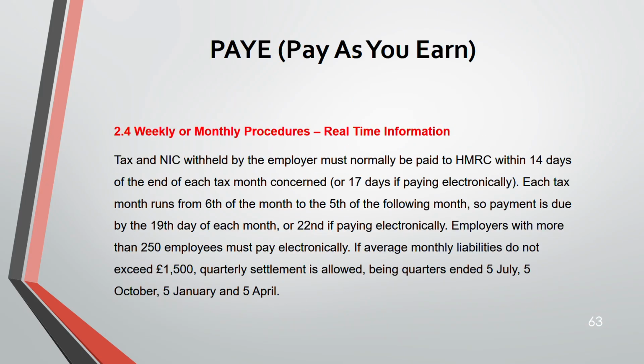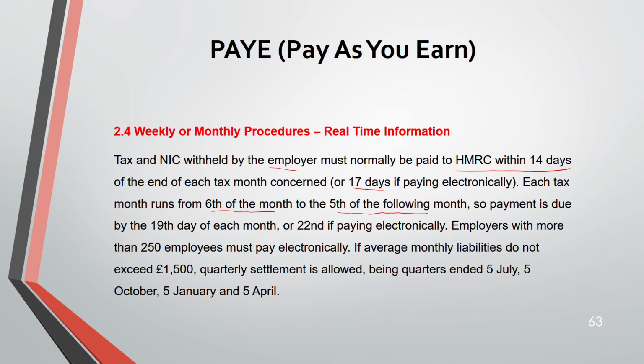Now, your tax and NIC, which is collected by the employer, has to be paid to HMRC within 14 days at the end of each tax month, or 17 days if paid electronically. Remember, each tax month runs from the 6th of the month to the 5th of the following month. That's how it is, 6th April to 5th April.